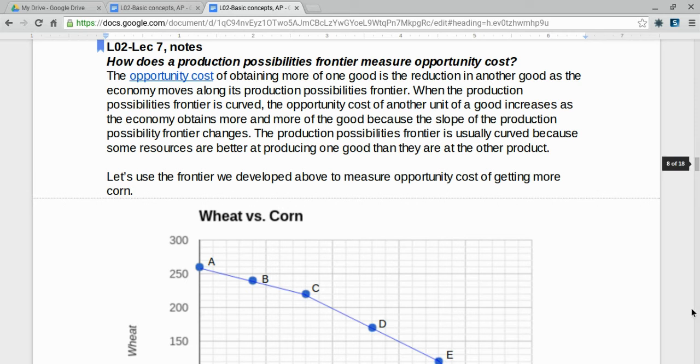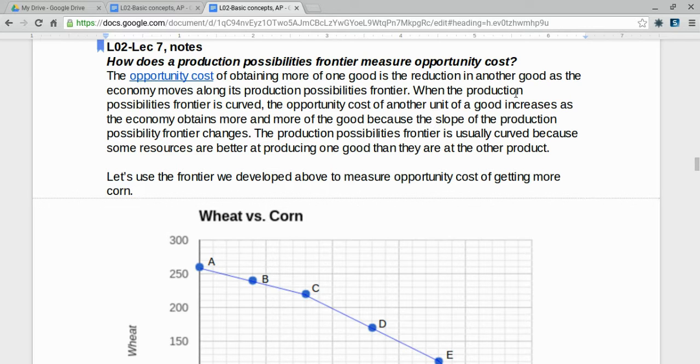A production possibility frontier is a great way to illustrate and to measure opportunity cost. The opportunity cost of obtaining more of one good is a reduction in another good as the economy moves along its production possibility frontier. When the production possibility frontier is curved, the opportunity cost of another unit of a good increases as the economy obtains more and more of the good, because the slope of the production possibility frontier changes.